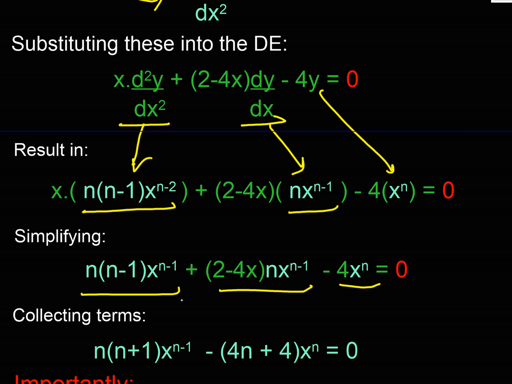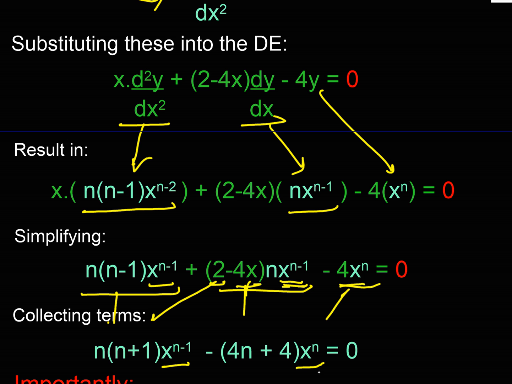So I've got a power of x to the n minus 1 from this term, so that's going to go there. I've got a power of x to the n from this term here, and this one in the middle is a mix. So the 2 times x to the n minus 1 is going to come over into this term, and the minus 4x times x to the n minus 1 is going to end up in here. Once I've done that and collected up, I get a very neat little equation, but it's in 2 powers of x. I've got x to the n and x to the n minus 1.